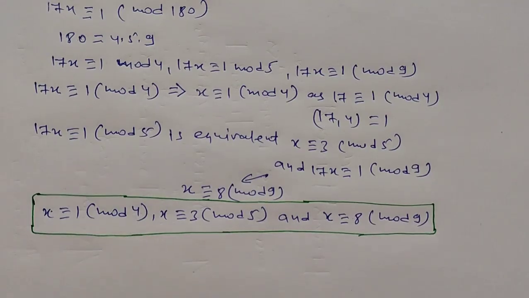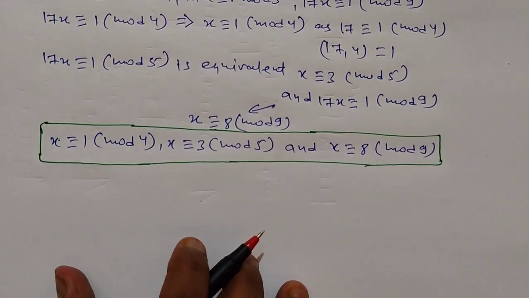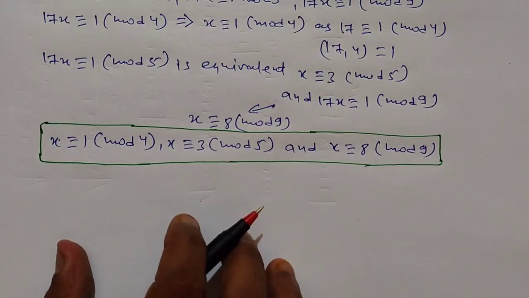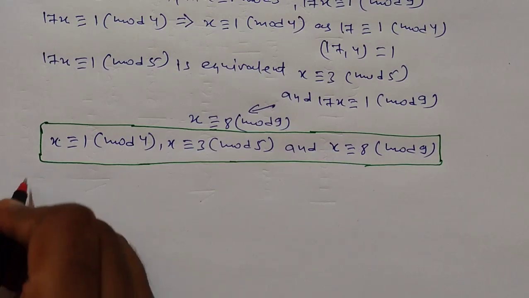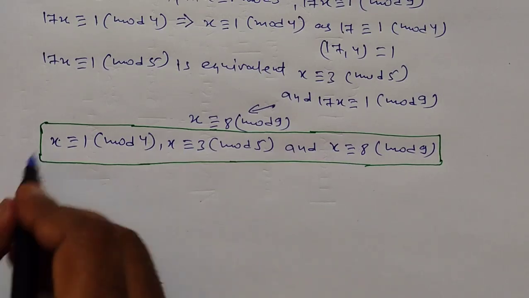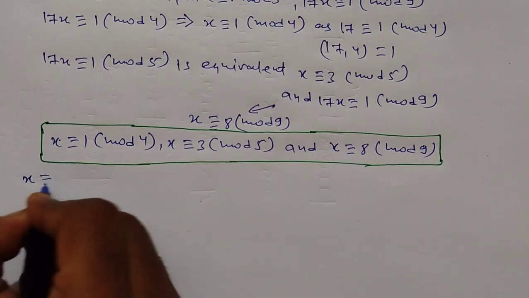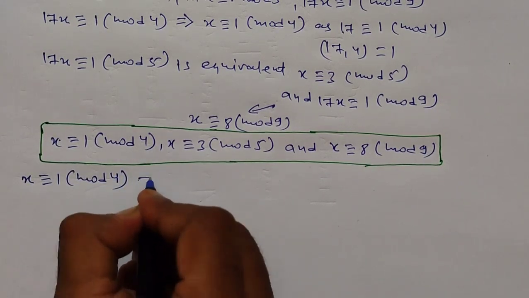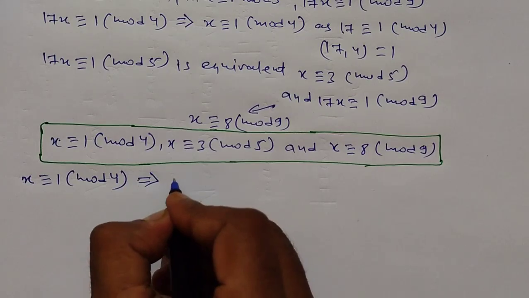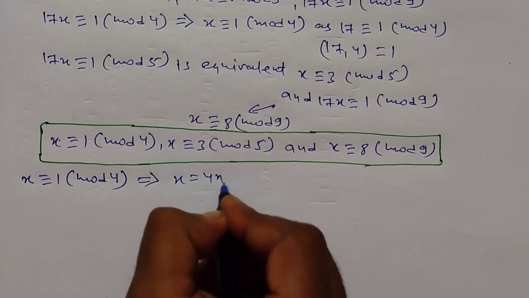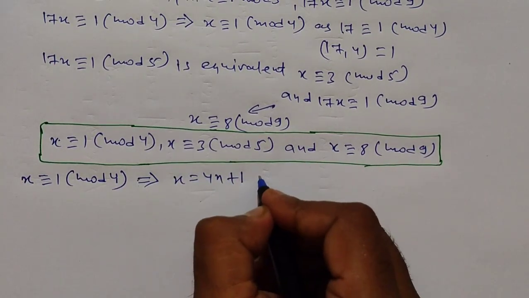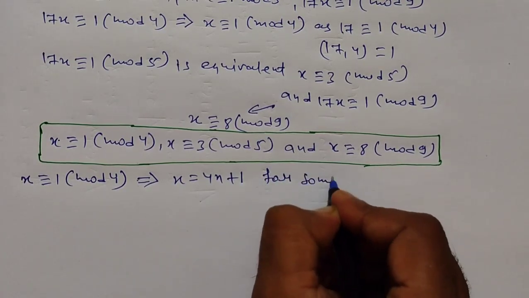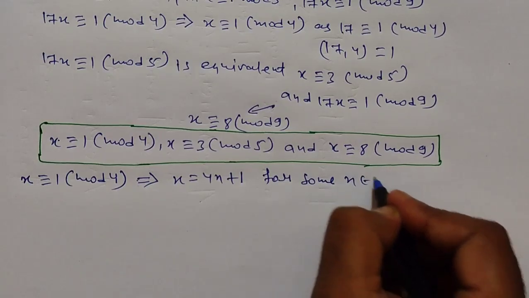Now here, the important thing is, x is congruent to 1 mod 4 will imply x is equal to 4n plus 1, and this is not for all n, but for some n belonging to the integers.